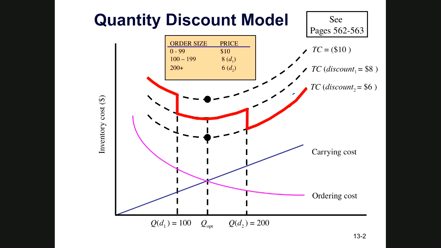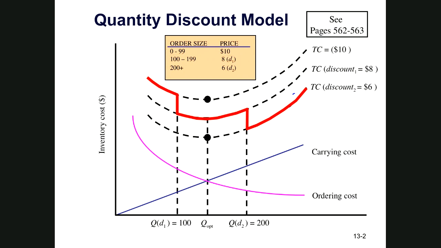The next slide is an example from pages 562 and 563, and it talks about that stepwise curve. And so we're given a situation where, and these are just hypothetical widgets, if you will, if we order between 0 and 99, the price per item is $10. If we order 100 up to 200, the price is $8. And if we order more than 200 of these items, the price is $6.